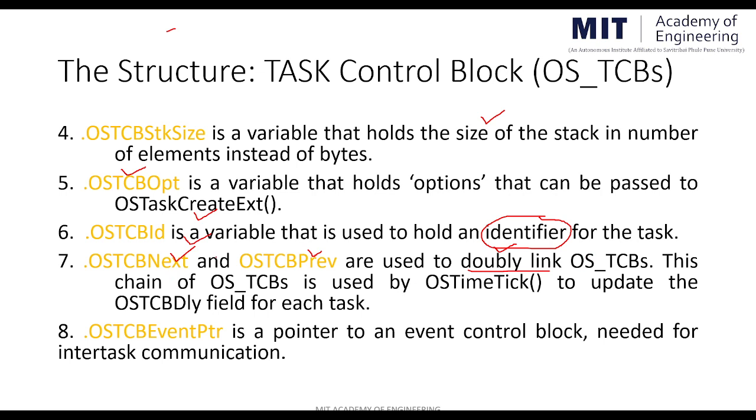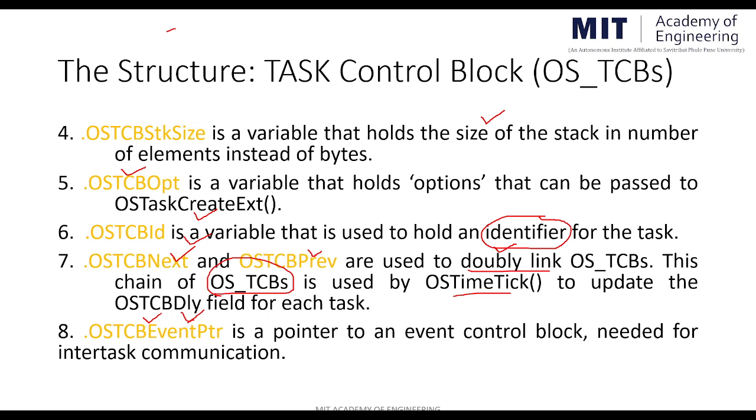We can say the OSTCB is the chain. This chain of the OSTCB is used by OS time tick to update the OSTCB delay field for each task. So this DLY field again plays a very important role to understand how much time the particular task is in the wait state or in the ready state.